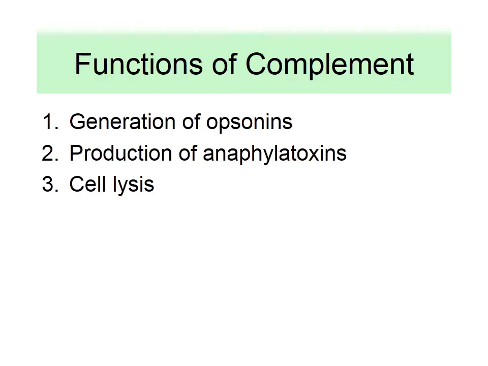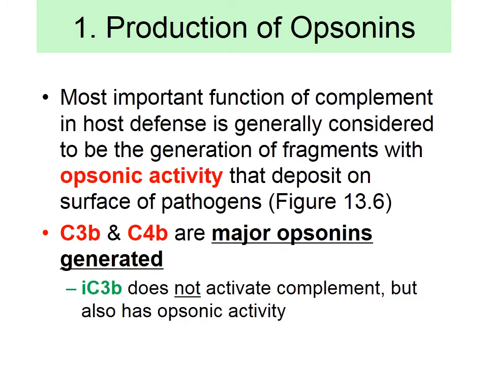Now, if you look at the functions of components, number one, generation of opsonins that you see, especially C3b. Number two, production of anaphylatoxin, we call it the A components. And number three, cell lysis that you see, membrane attack complex, MAC, which will polymerize and create a channel and cause disequilibrium of water and ions. Now let's take these functions one by one.